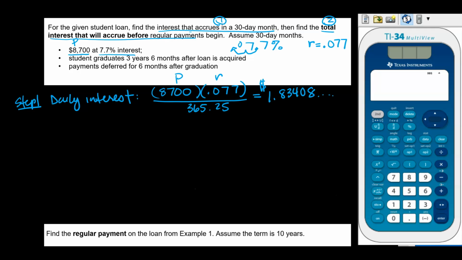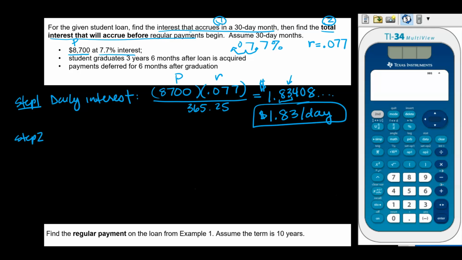Now in this step, you always want to round to the nearest cent, which is the hundredth place. So we look 1 to the right of the 3, and since that's a 4, it's less than 5. So the rounding rule says that we leave the 3 alone. So we're going to round to $1.83 per day. That's the amount of interest that accumulates, adds up while the student is in school for each day.